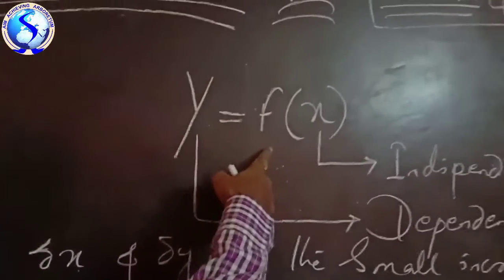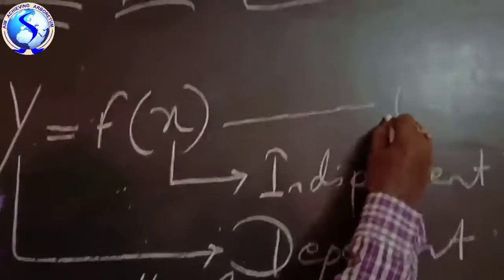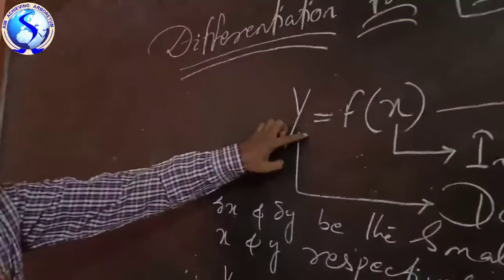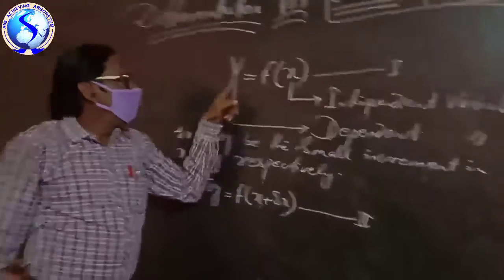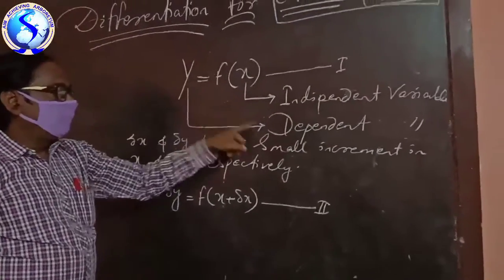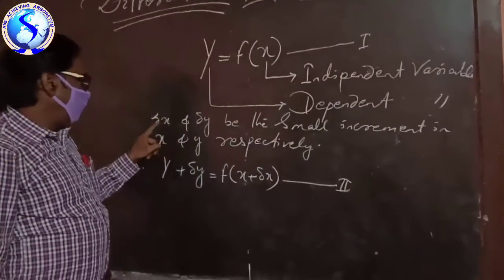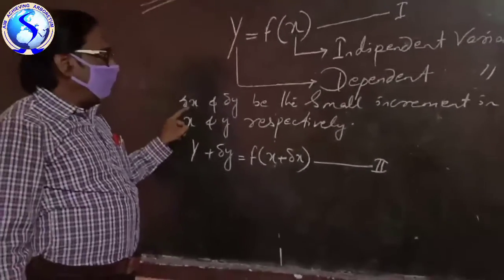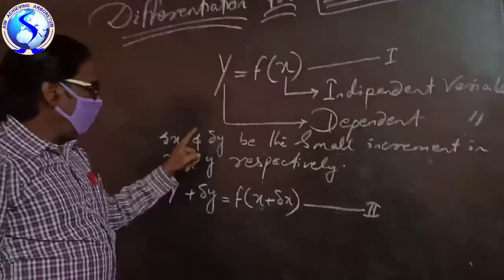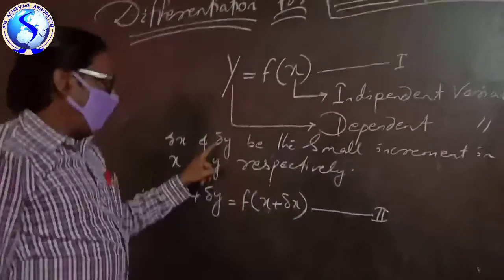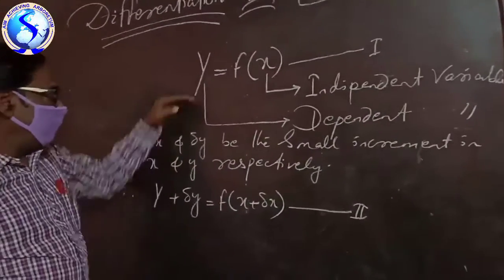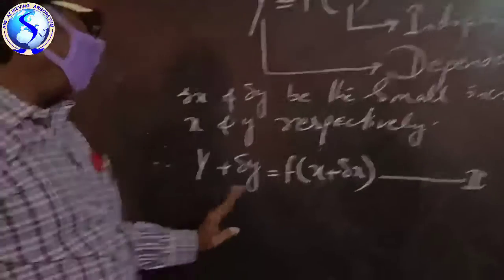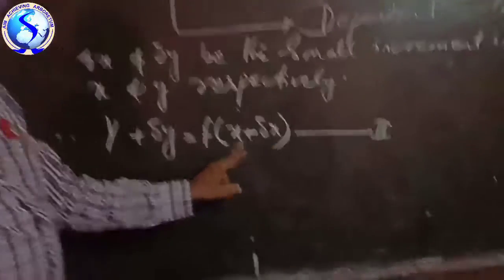Let us focus on equation number 1 here. Y is equal to f of x. Y is a function of x. X is called the independent variable and y is called the dependent variable. Whenever delta x is an increment in x, delta y also is an increment. Delta x and delta y are small increments in x and y respectively. Then this function is converted to y plus delta y is equal to f of x plus delta x.